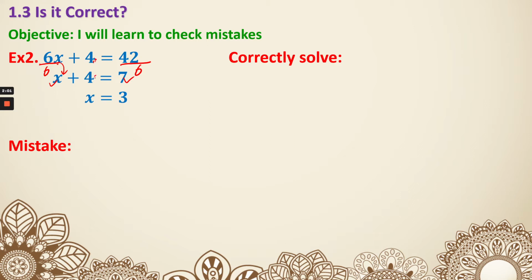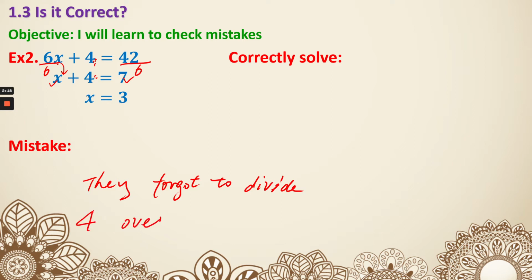However, the 4 is not divided by the 6. So the mistake they made is they forgot to divide 4 over 6. Again, they totally can divide to solve. They're just going to get x plus 4 over 6, which is 2/3, equals 7. Then just subtract that over, and you'll actually get the right answer. So again, they just forgot to divide the 4 over 6 as well.